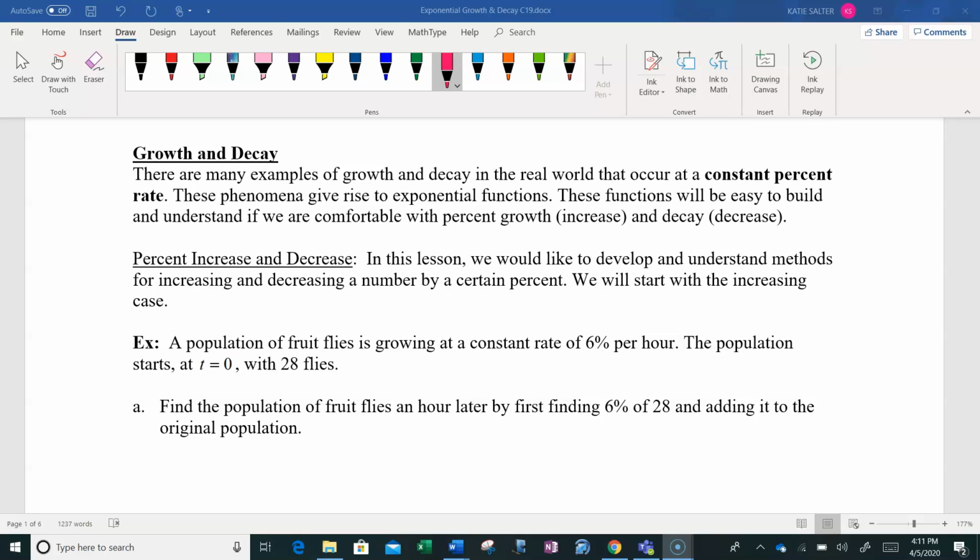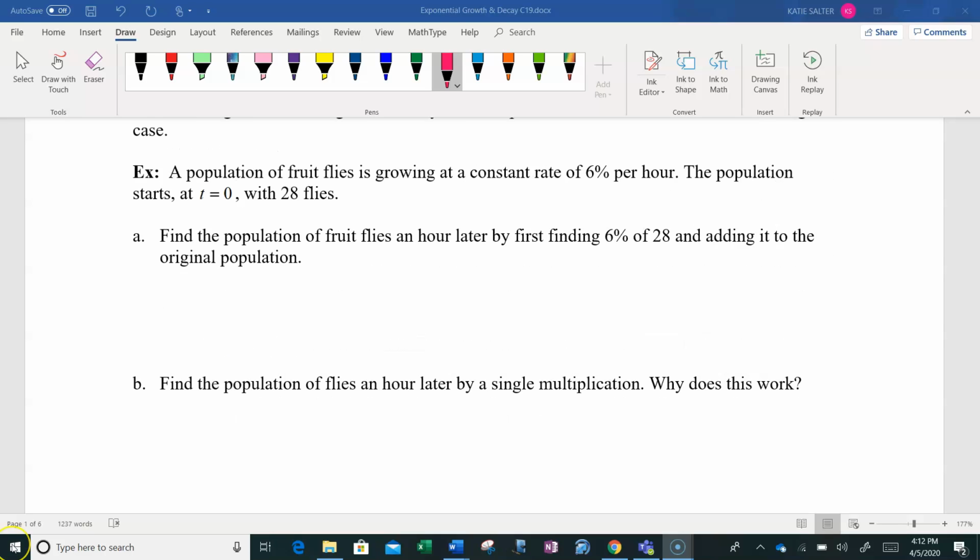Think about every time you have to find a percent of something or a percentage of something. The operation that we use is multiplication. And since exponential functions are multiplicative, that is why anytime something grows or decays by a constant percent rate, we will be creating an exponential function. In this lesson, we would like to develop and understand methods for increasing and decreasing a number by a certain percent. We will start with the increasing case.